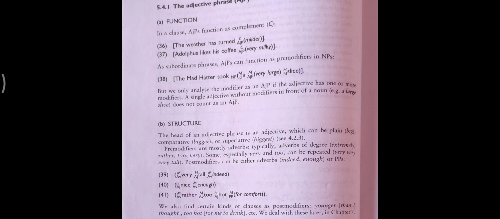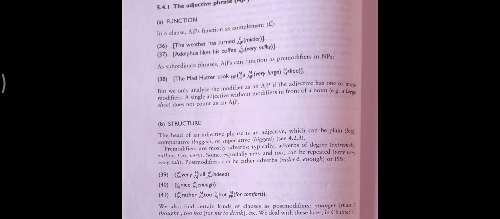The other aspect is that it indicates the manner, the manner of the weather. So, the weather has turned milder. This is a complement. The subject is the weather, has turned is the predicate, milder is the complement. The weather has turned, but what? So we can expect that a complement is used to complete the sentence. Another example: Adolphus likes his coffee very milky. This is also a complement and it is an adjective.